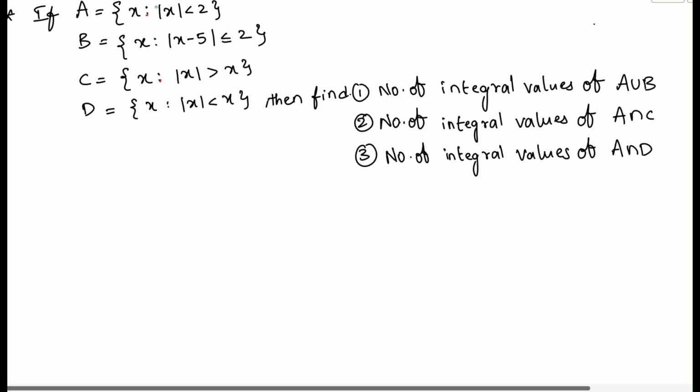Let us see the question. What is given here? A is a set such that |x| is less than 2. That is the set A. And what is the set B? |x - 5| is less than or equal to 2.